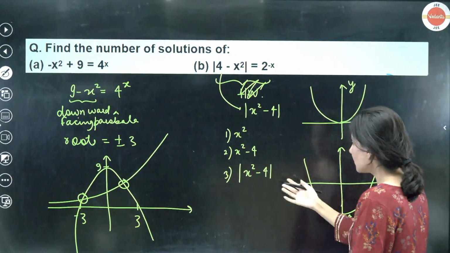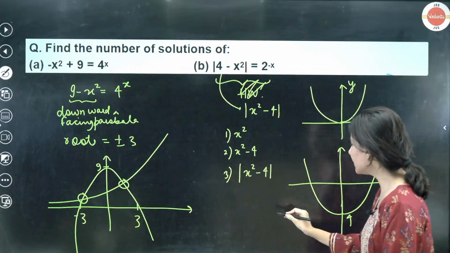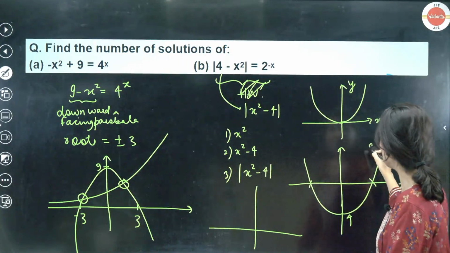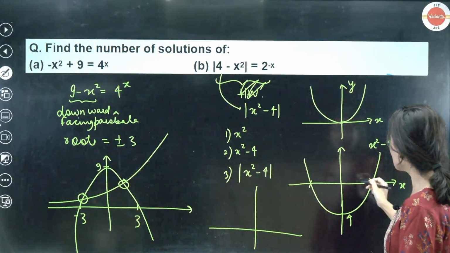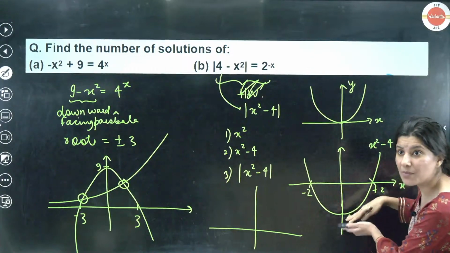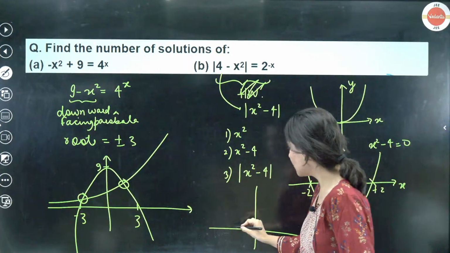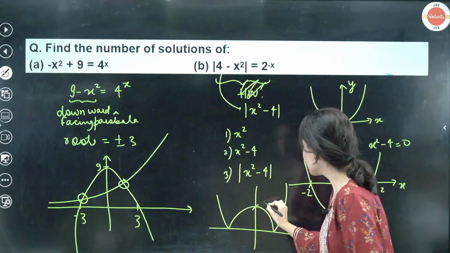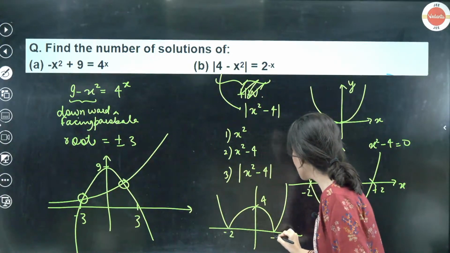And now the third part is you have to take mod of it. So x square minus 4 becomes 0 at minus 2 and plus 2. And now for the modulus, we have to take the mirror image about the x-axis. So it is going to be like this. This is your 4, this is your minus 2, this is your plus 2.